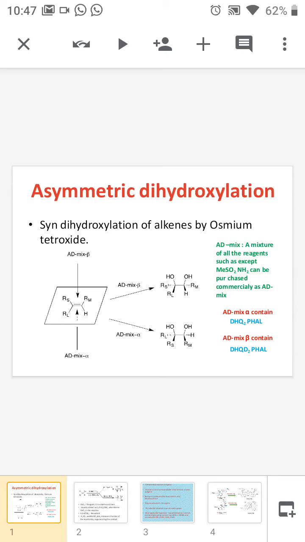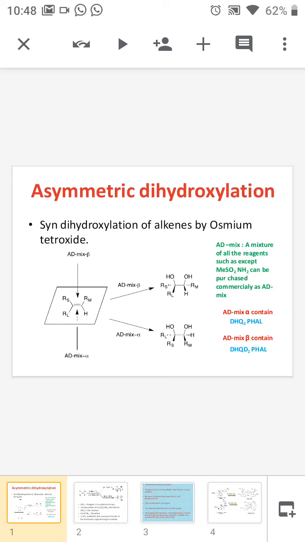Everybody. Today we will discuss the asymmetric dihydroxylation. In the usual dihydroxylation, we will get a trans product. But the speciality of the osmium catalyst is that the addition must always be syn. And since osmium tetroxide is used for dihydroxylation, our final product is a diol.